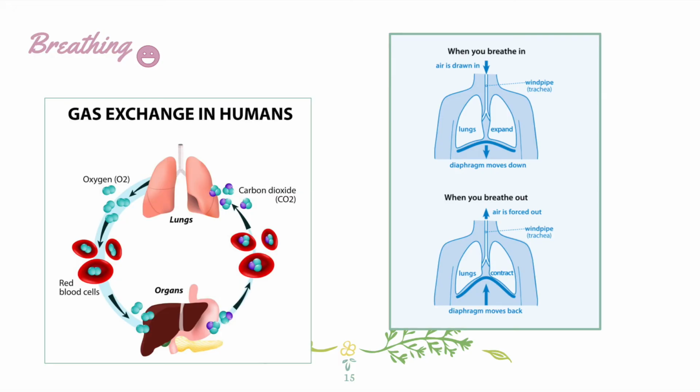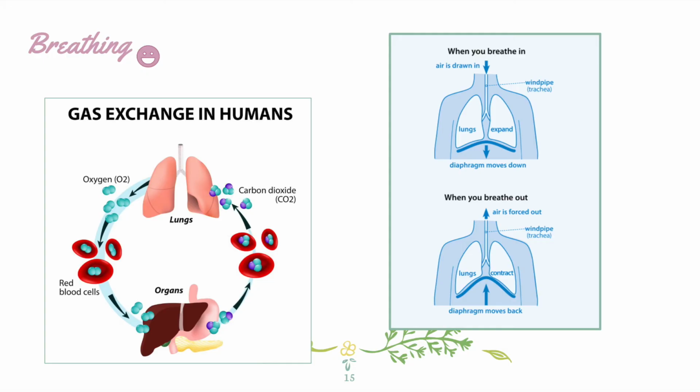We get fuel and nutrients from what our digestive system digests, but even more important is keeping a steady supply of oxygen and getting rid of carbon dioxide. Enter our breathing system, without which we die in minutes. So, how do we breathe?